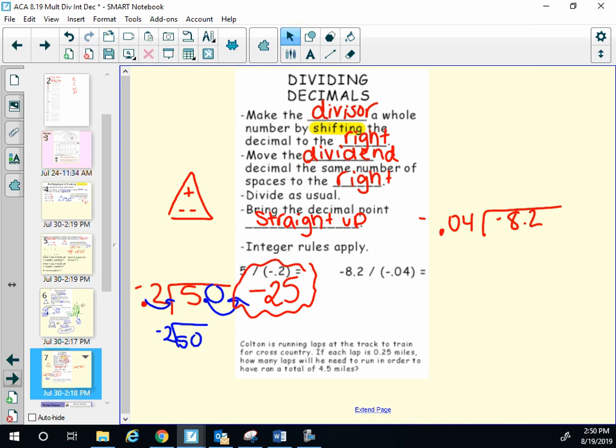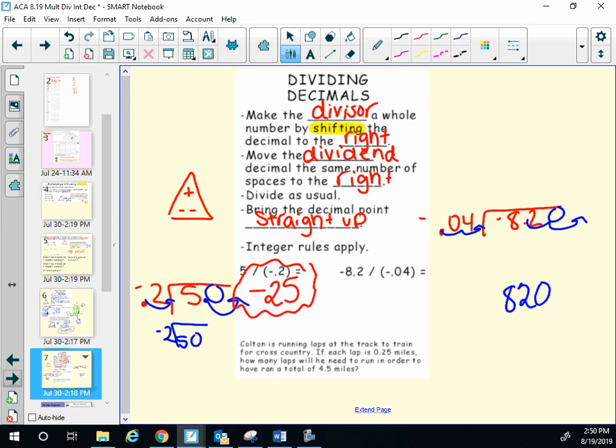No. We have to get rid of the decimal on the outside. How many places? 1, 2. Whatever I do to the outside, I have to do to the inside. 1, 2. What should I put there? A 0. So this problem really says 820 divided by 4. They're both negative, so I left them off, but it's up to you if you want to write the 2 negatives in. So it's 820 divided by 4.